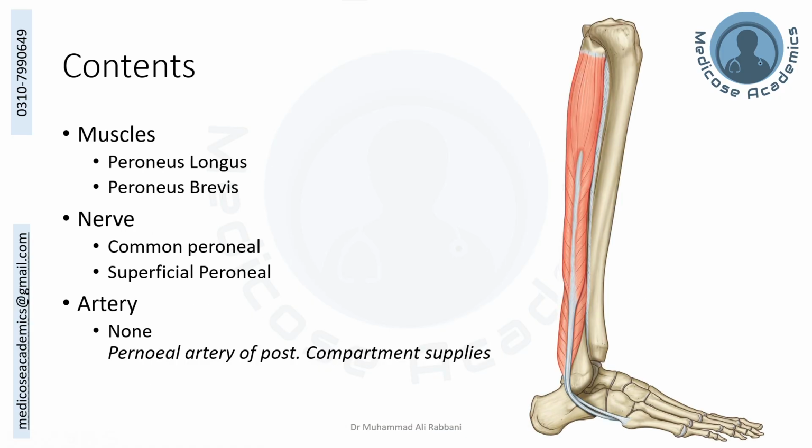And what does it contain? It contains two muscles, peroneus longus and brevis. Beware, peroneus tertius is part of the extensor compartment. It has only one nerve passing through it, that is the superficial peroneal nerve. However, the common peroneal nerve enters and divides into deep and superficial parts. So a very small part of the deep peroneal nerve plus the common peroneal nerve are present here. So this is the major one, and these two are minor ones. They are present in their terminal and initial parts respectively.